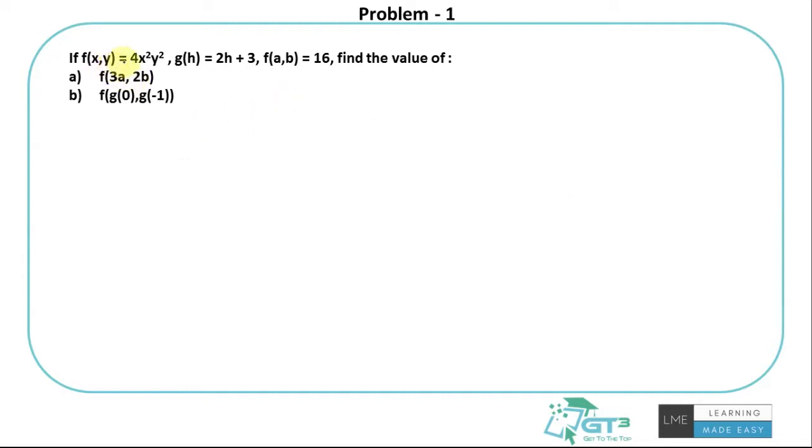F of x comma y, a function, is defined as 4x square y square. G of h is defined as 2h plus 3. And f of a comma b is given as 16.